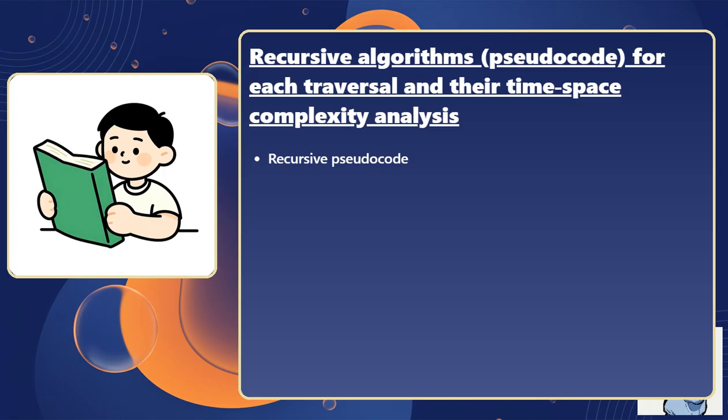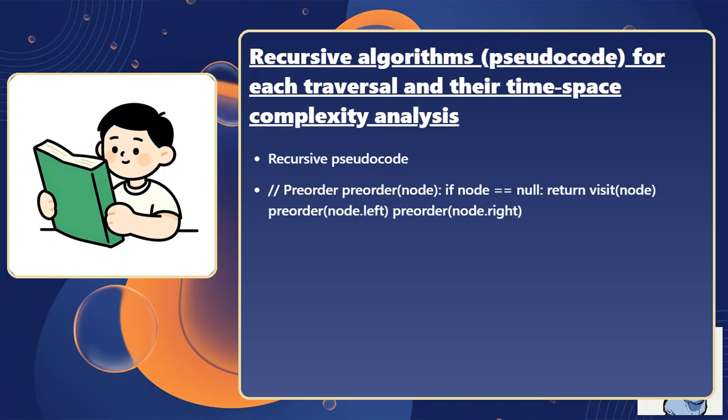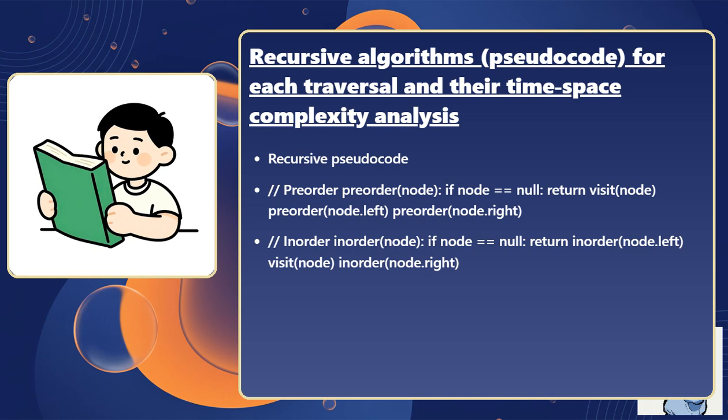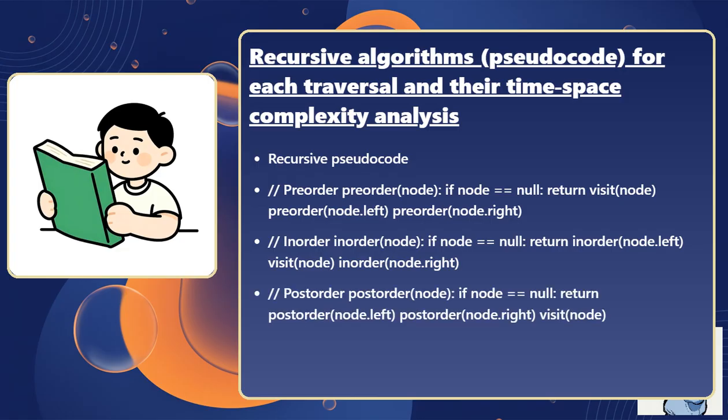Recursive pseudocode. Preorder function: if node equals null, return. Visit node, recurse preorder on node.left, recurse preorder on node.right. Inorder function: if node equals null, return. Recurse inorder on node.left, visit node, recurse inorder on node.right. Postorder function: if node equals null, return. Recurse postorder on node.left, recurse postorder on node.right, visit node.